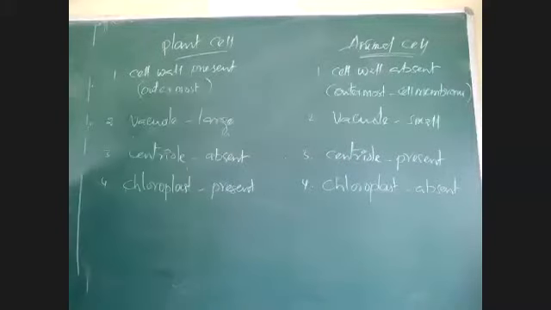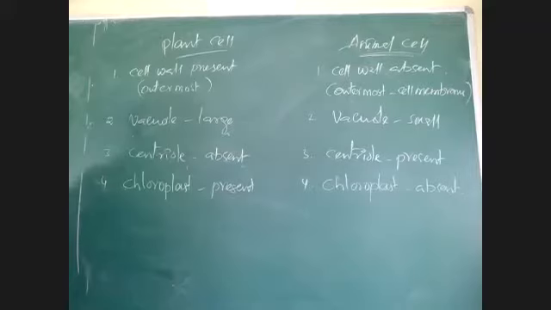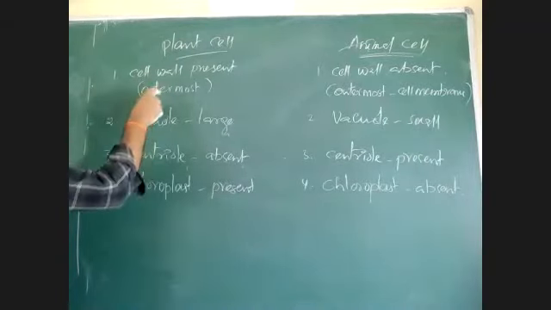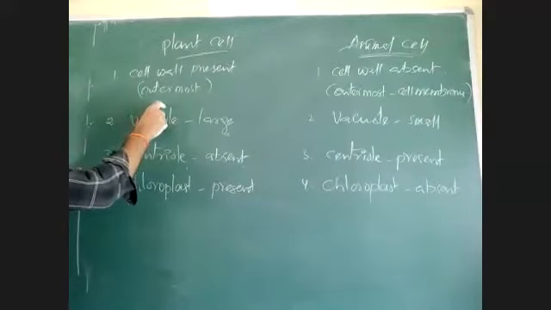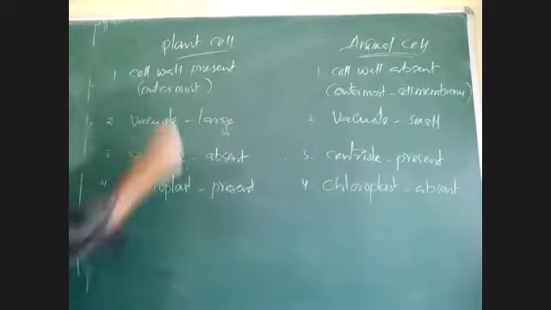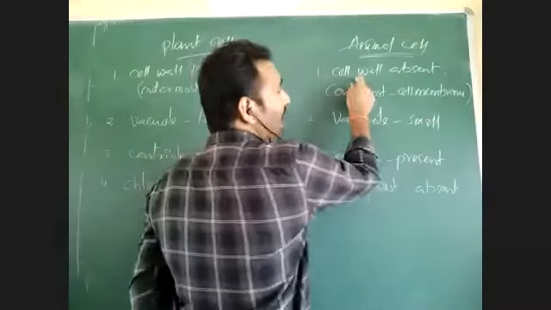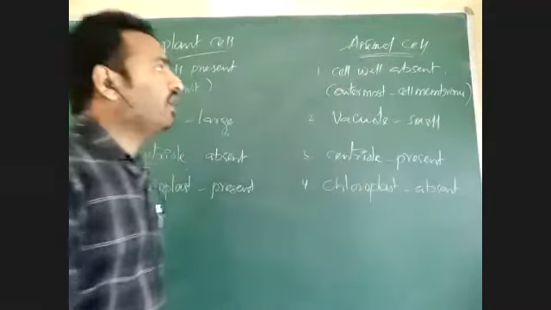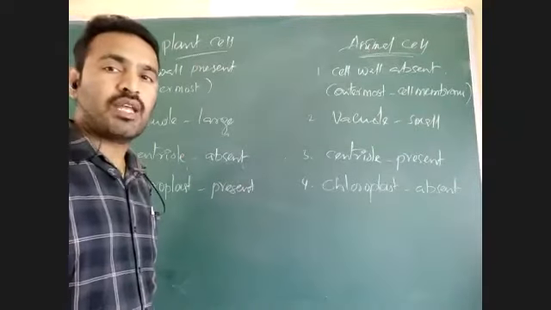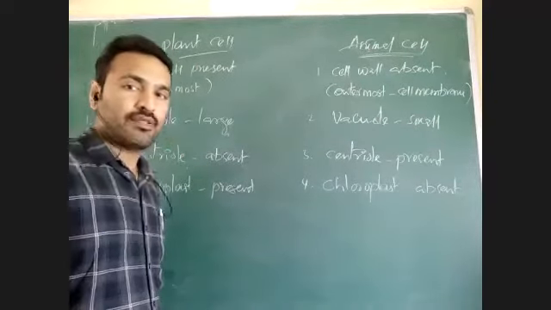These are the major differences between plant and animal cells. Plant cells have a cell wall. As the cell wall is present, it is the outermost part of the plant cell. But in an animal cell, there is no cell wall. As there is no cell wall in the animal cell, the outermost part of the animal cell is the plasma membrane.